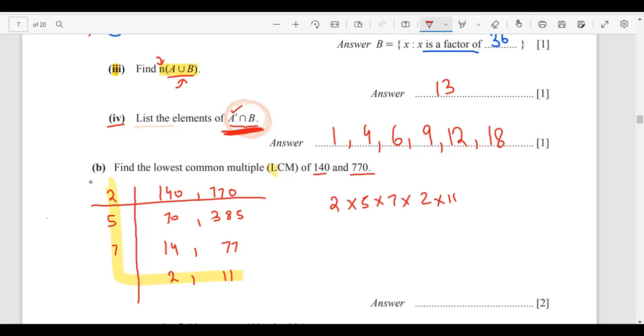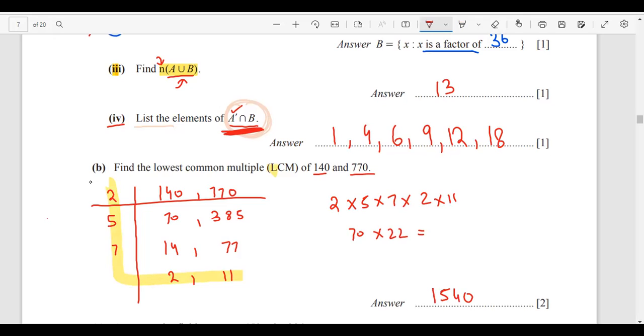2 into 5 would give you 10. 10 into 7 would give you 70 multiplied by 22. Just find the answer. Without using the calculator, please. ये आपने calculator के बगैर ही करना है. And this is going to give you 1540. ठीक है? अच्छा, I'll explain it again.